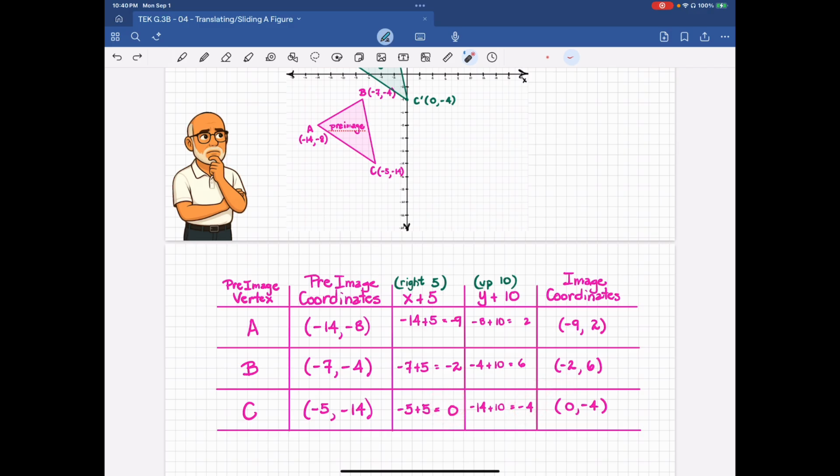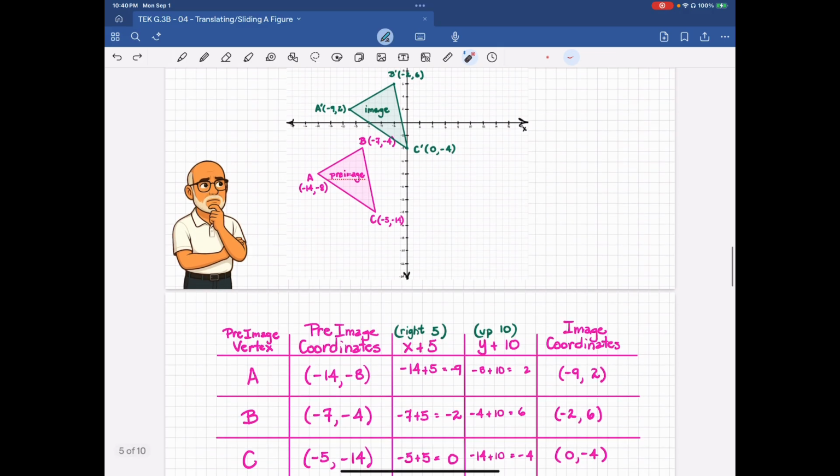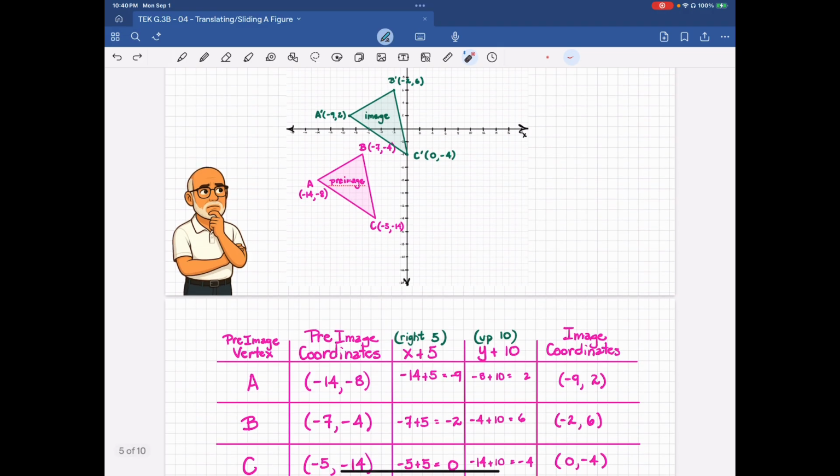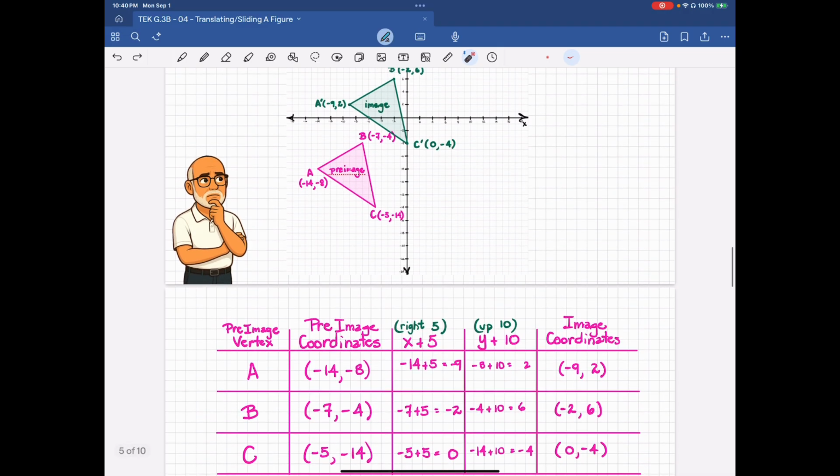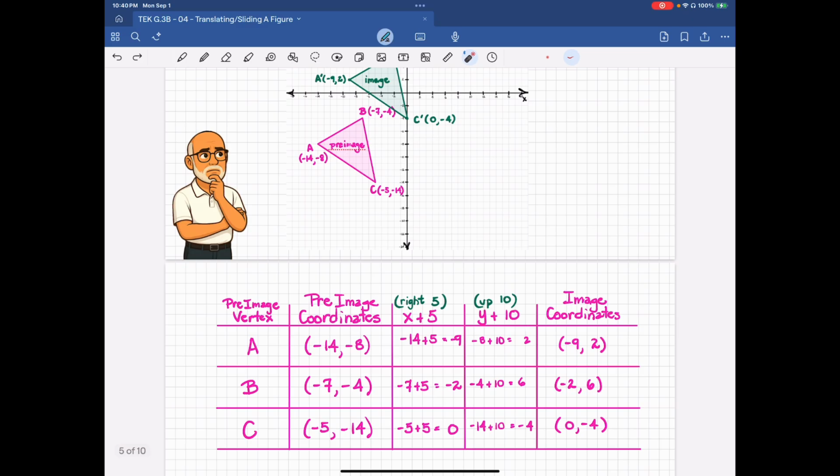Now, I can just do it mathematically and then plot them, and it would look the exact same. Notice that we did it graphically by counting over initially and then going up on each one of these. But we could have also done it just mathematically without even drawing a graph. And you can see that we would end up in the same position with the same answers.